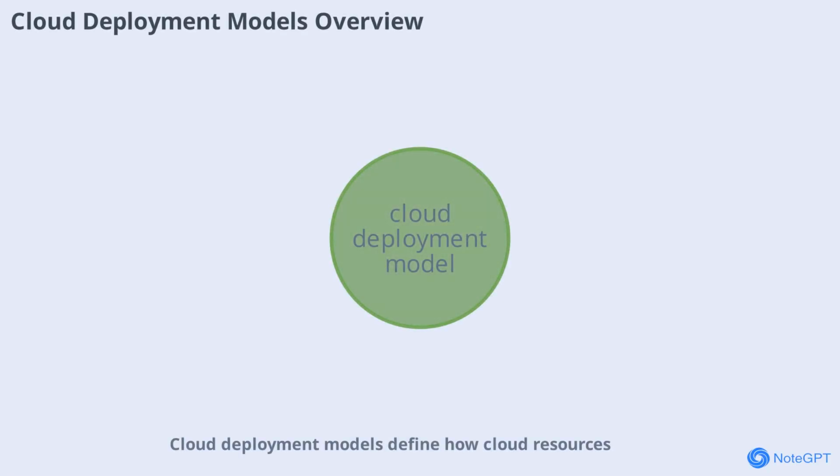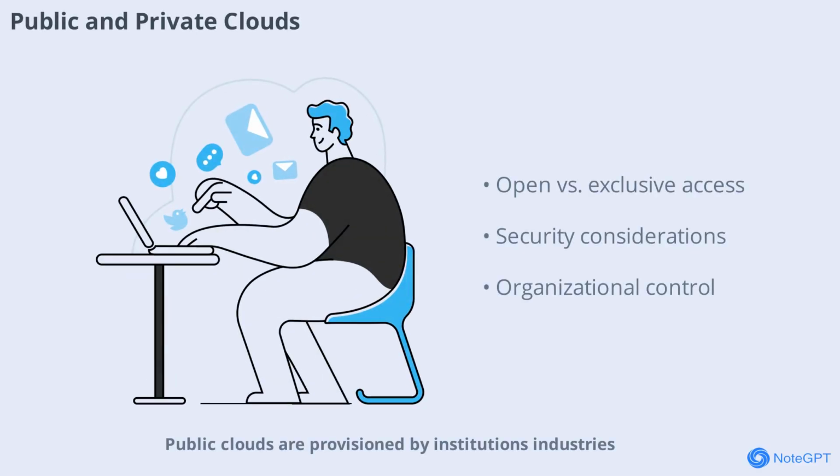Cloud deployment models define how cloud resources are made available and who can access them. The main models are public, private, community, and hybrid clouds. Each model offers different levels of accessibility, security, and control, allowing organizations to choose the best fit for their needs and compliance requirements. Public clouds are provisioned by institutions, industries, or businesses and are open for public use.